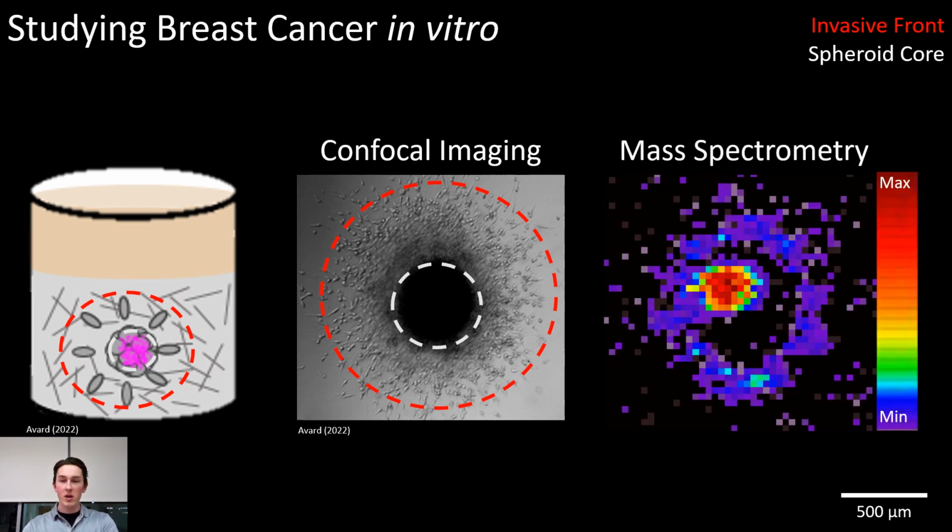This is a sample of what one of the images looks like in mass spectrometry. The red meaning there's a higher concentration, and the purple meaning there's a lower concentration. And this white circle represents the tumor spheroid core, and this red represents the invasive front. But previous work has really only focused on the cores.